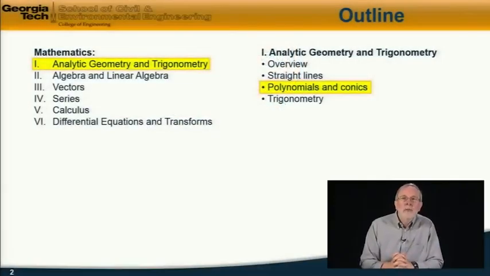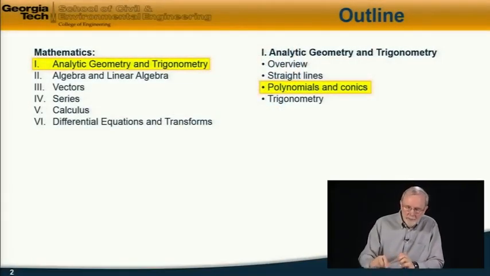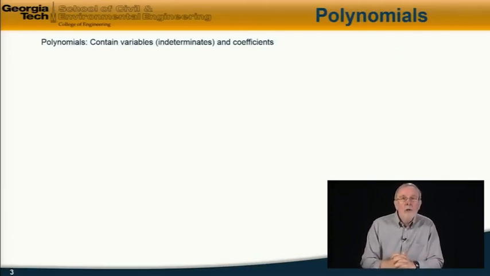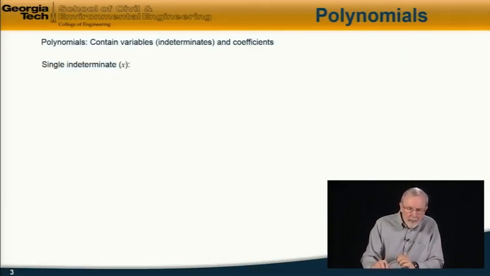Continuing our discussion of analytic geometry and trigonometry, in this segment I want to talk about polynomials and conics. So, first of all, a polynomial equation is an equation that contains variables, which we sometimes call indeterminates, and coefficients.